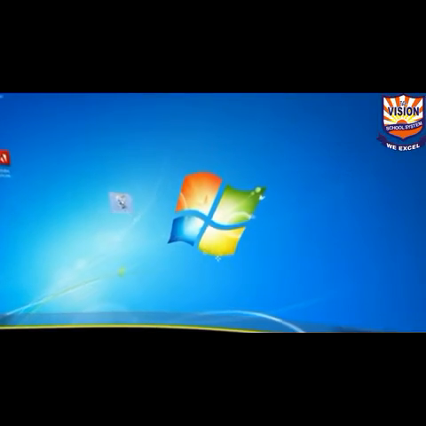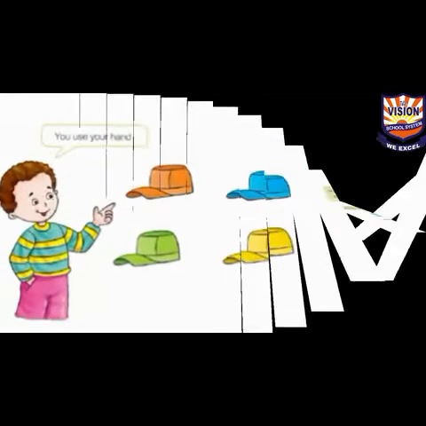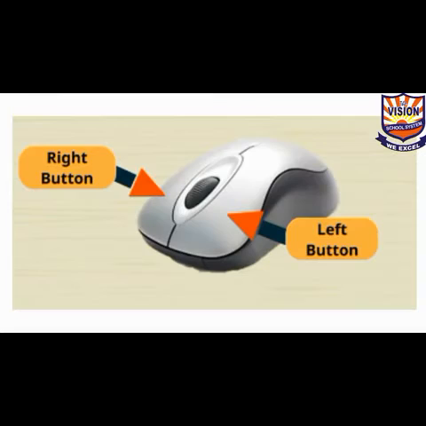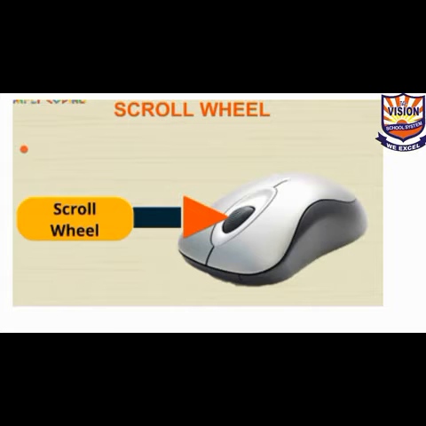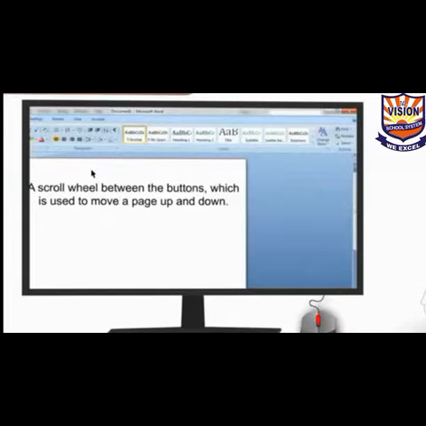So now let's come to revise all subtopics. Everyone knows the mouse is a pointing device. A computer mouse can have 2 or more buttons. Nowadays there is also a mouse with 2 buttons and a scroll wheel. The scroll wheel helps you move up and down a page.